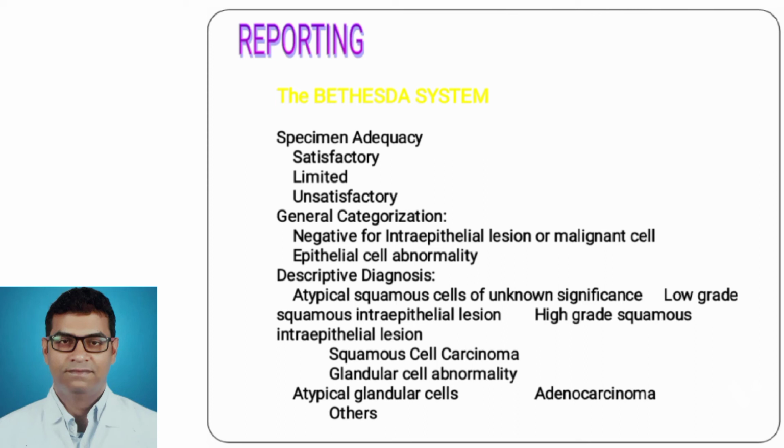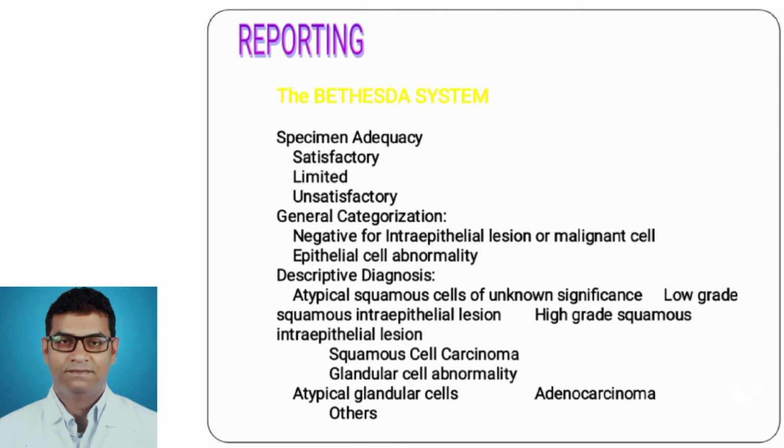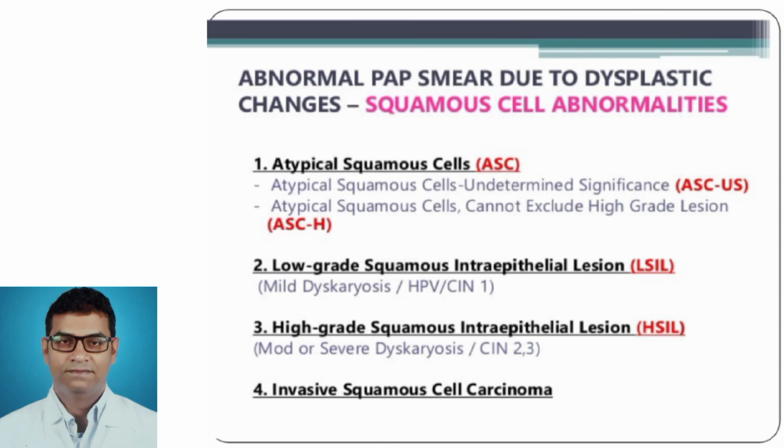Low-grade squamous intraepithelial lesion, in short LSIL. High-grade squamous intraepithelial lesion, HSIL, or squamous cell carcinoma. Glandular cell abnormalities: atypical glandular cells, atypical glandular cells of undetermined significance, adenocarcinoma or other type of carcinoma. Any fungi seen or any bacteria seen, also mention in others. Abnormal Pap smear due to dysplastic changes.